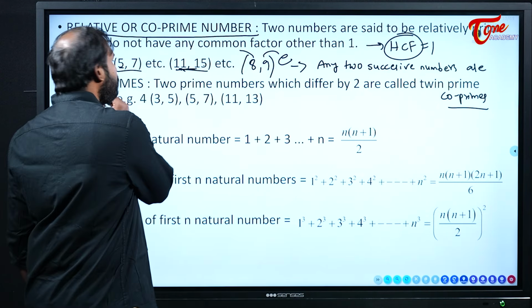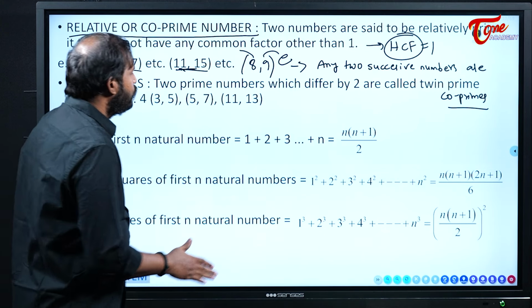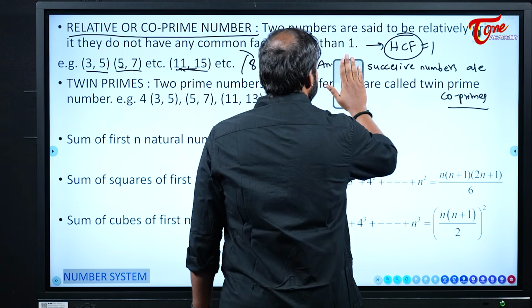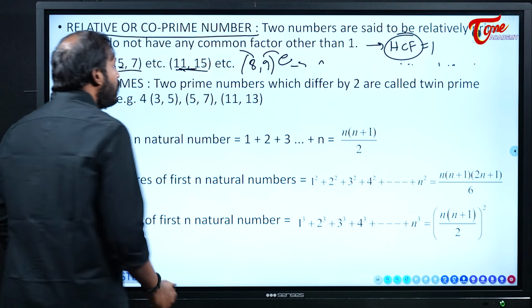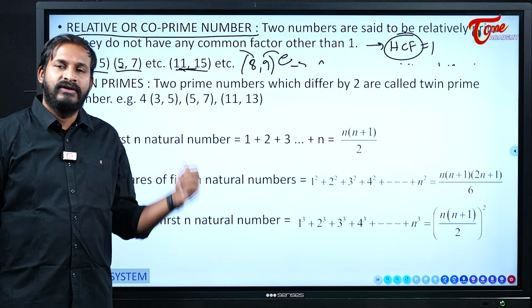Right? Next, twin primes, whose difference will be 2. The prime numbers whose difference is 2, we call them twin primes.